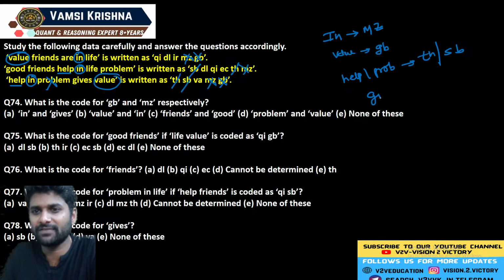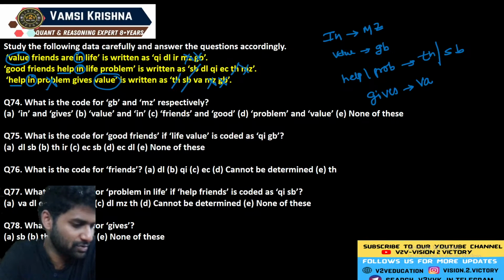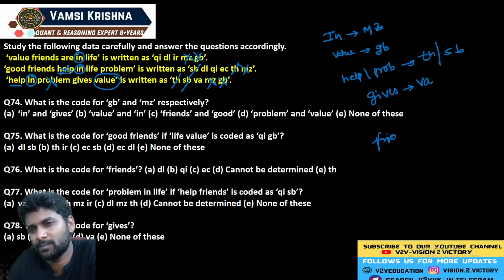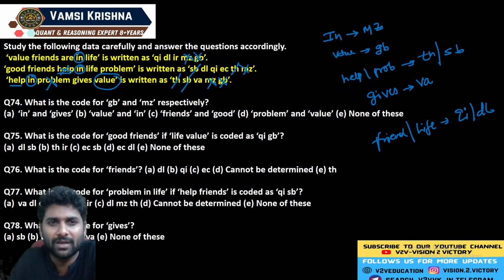Now you will get the code language for gives. Gives is equal to VA. So next one, see, we have a good friend. We are done with help, and we are not done with friends and life. Both are repeated, friends and life. If both are repeated, it's QI and DL.